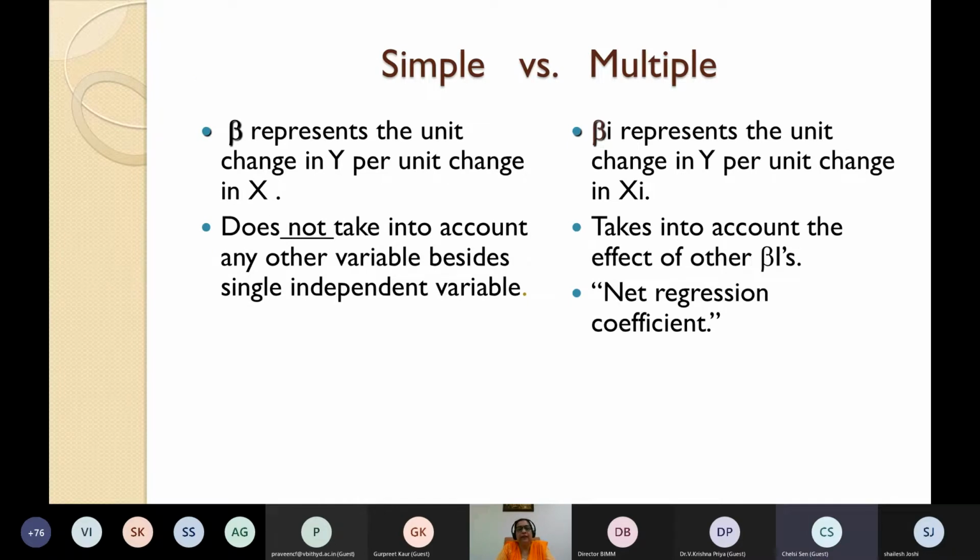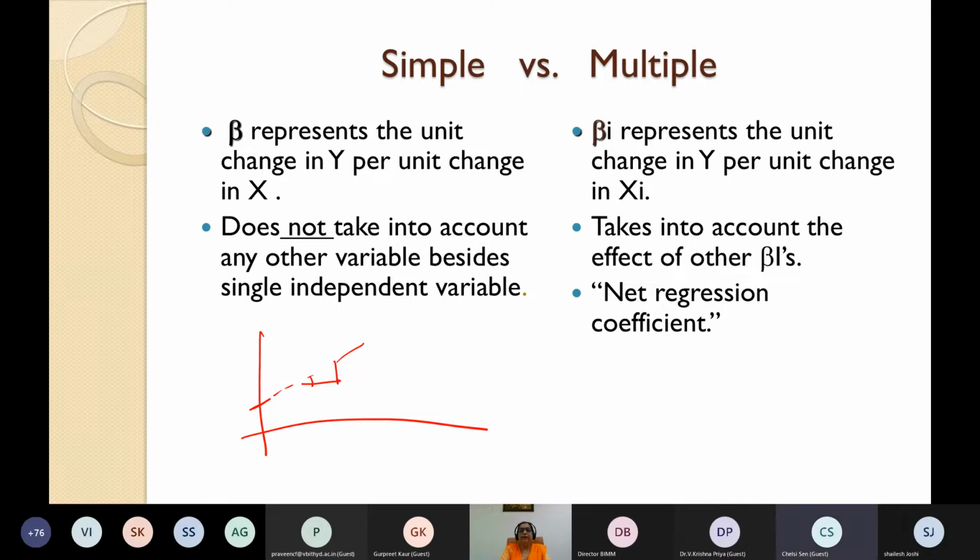So again, taking it further, we have identified the difference between simple regression and multiple regression. We defined beta, which represents the unit change in y per unit change in x, and it does not take into account any other variable besides the single independent variable. As I had shown you, beta 0 is the intercept and beta 1 is the slope of the line.